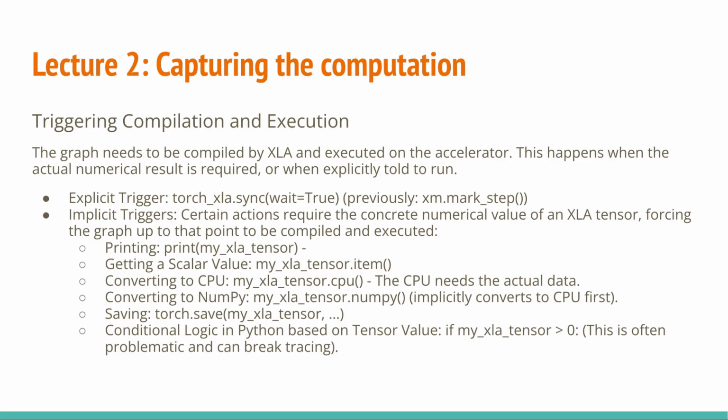For example, when you say if a tensor value is greater than 0, then you execute one branch, or you execute a different branch. In that case, you have to first get the numerical value of your tensor before moving forward. This can be problematic and break the tracing and defeat the whole purpose of building a computation graph. So be really careful of using if statements or for loops in your XLA code.